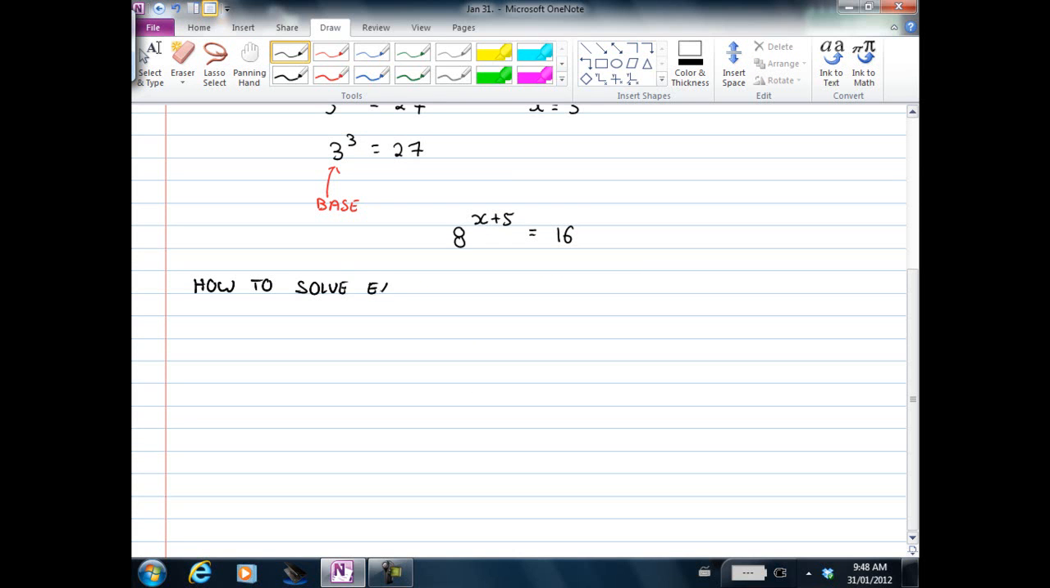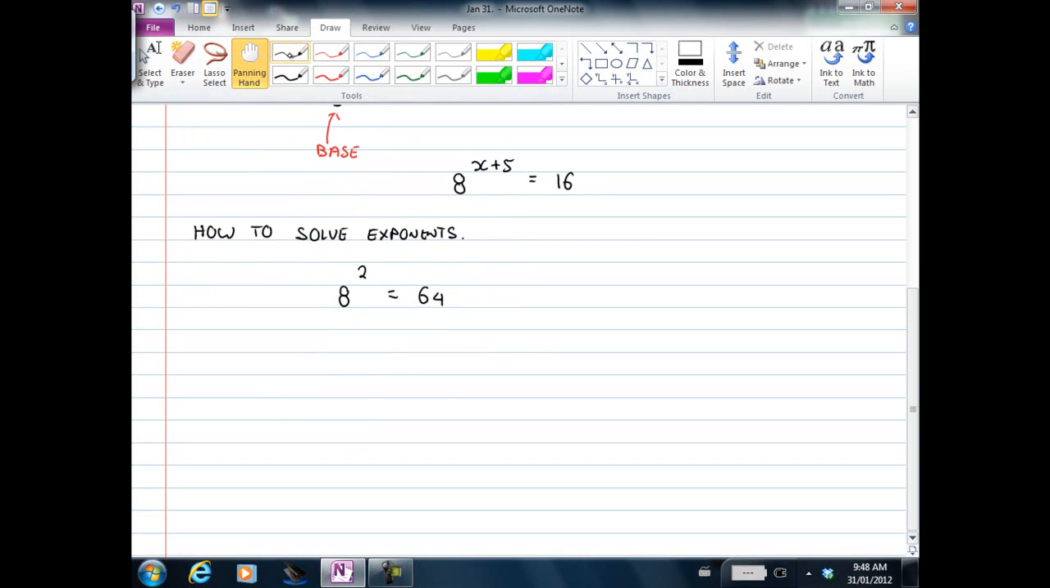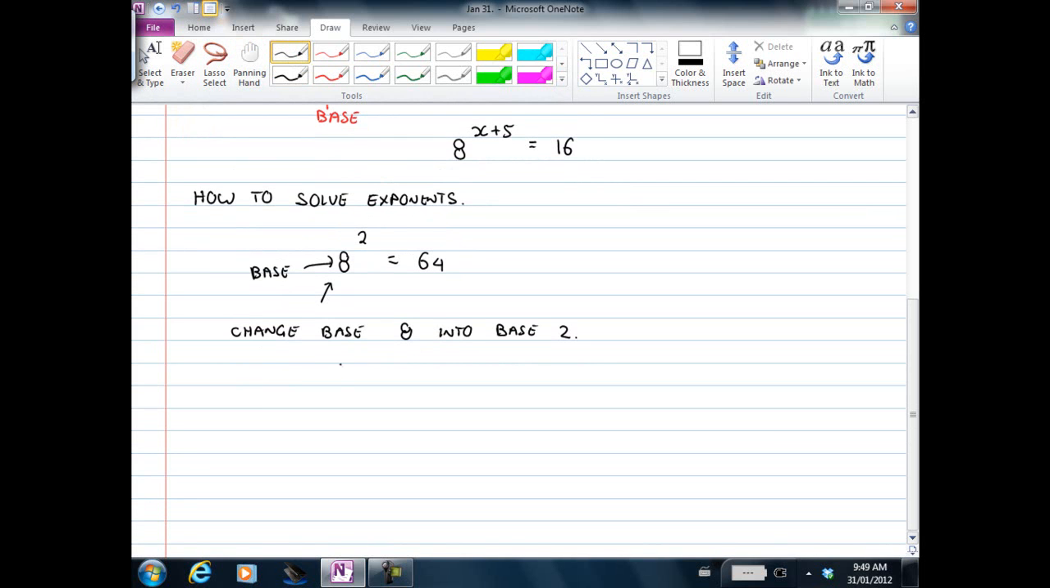To solve exponents, the proper way to think about this is really working with your base and exponents. I'm going to give you an example. 8 to the power of 2. A lot of you know the answer is going to be 64. My base here, this is called your base, is an 8. I want you to play around with this base, change this 8. The other thing is now change base 8 into base 2.